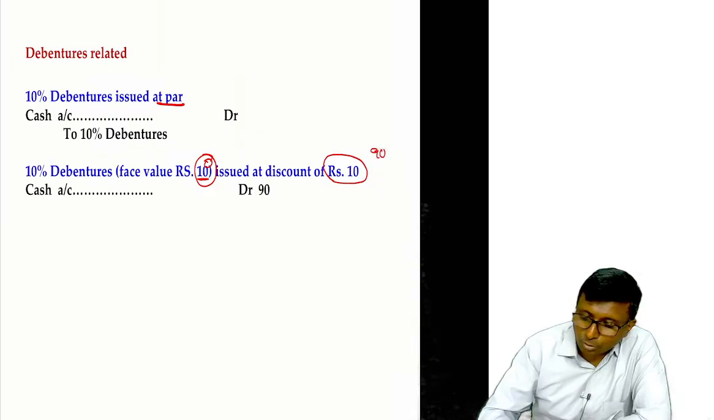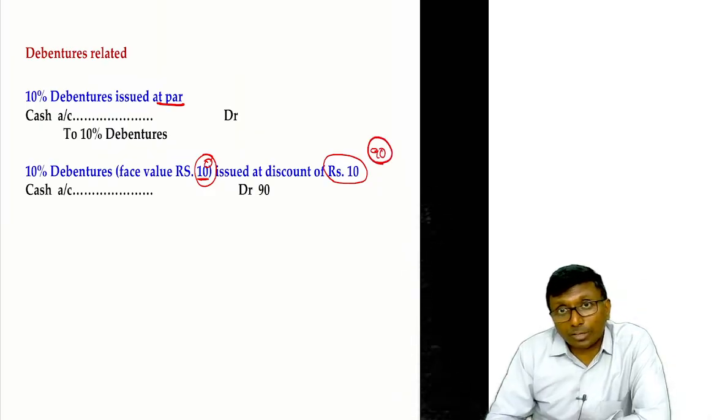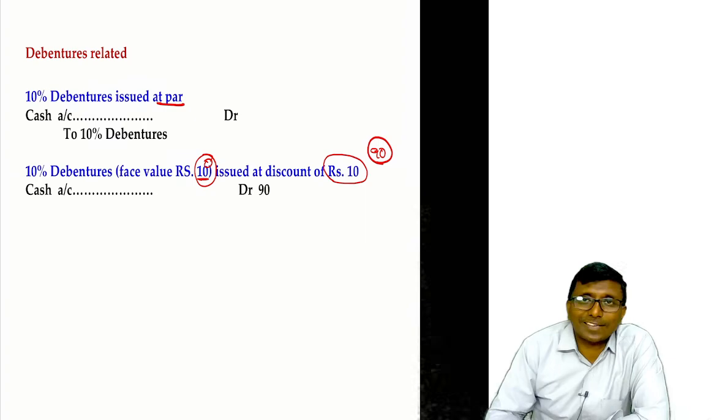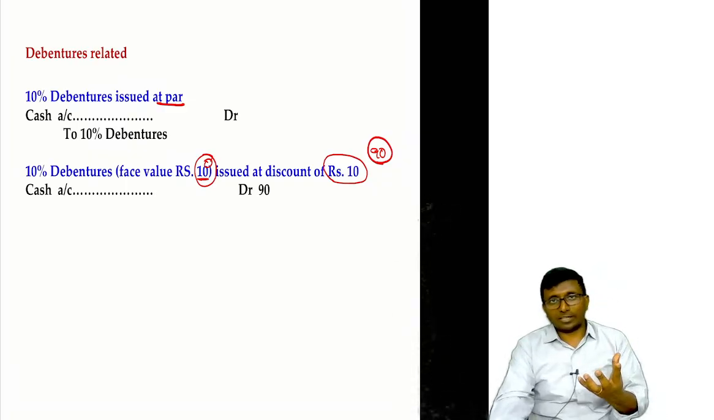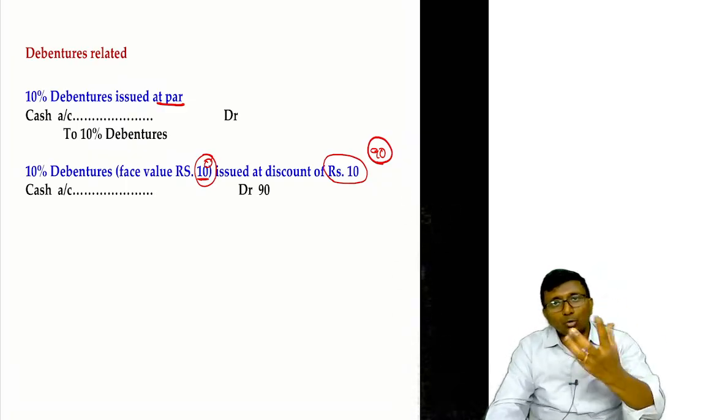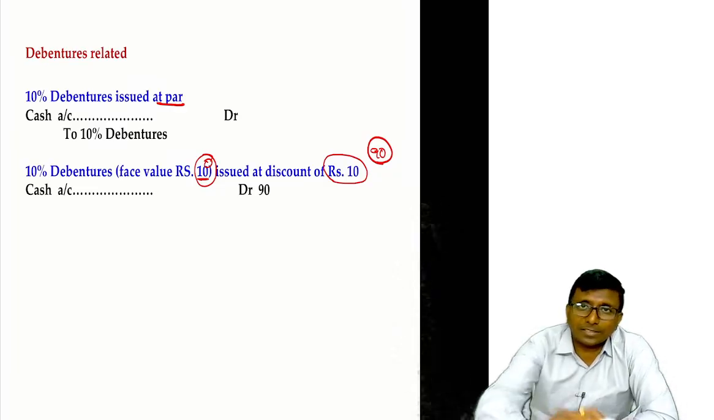90. That means you issued for 90. 90 aa gaya. Sir, what about the 10 rupees? Actually, in another accounting standard, Standard 16, I will tell you this is a borrowing cost. Why, sir? Debenture is a loan, borrowing only, right? So, aren't you losing 10 rupees? Yes. That's nothing but borrowing cost. I'll explain this a little later, I told you.